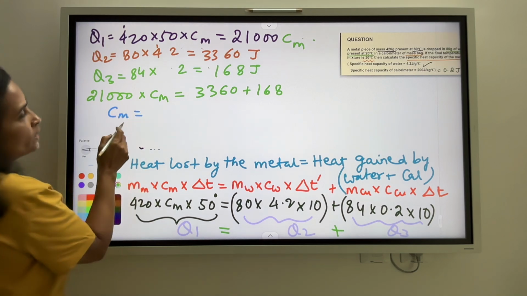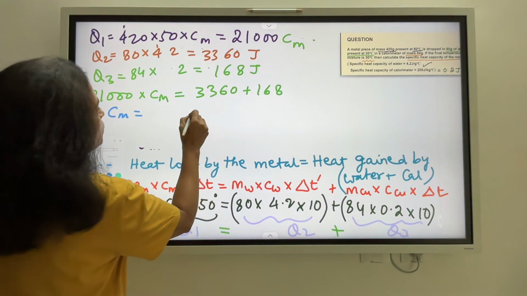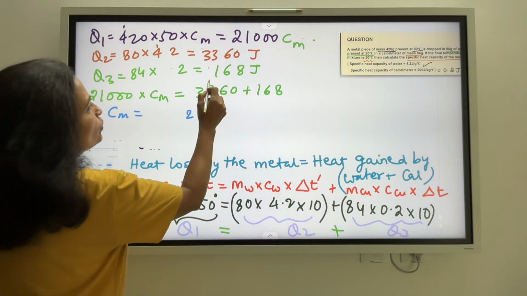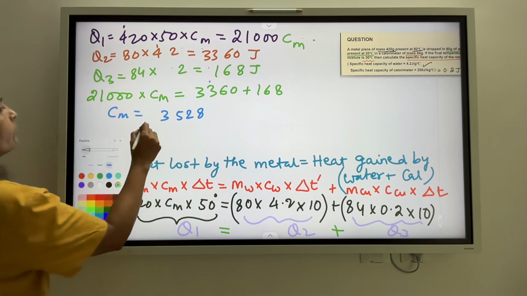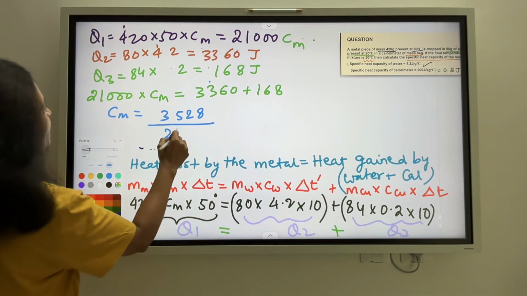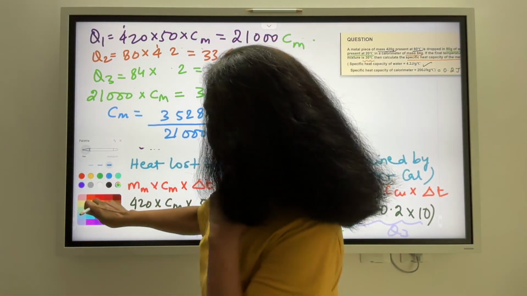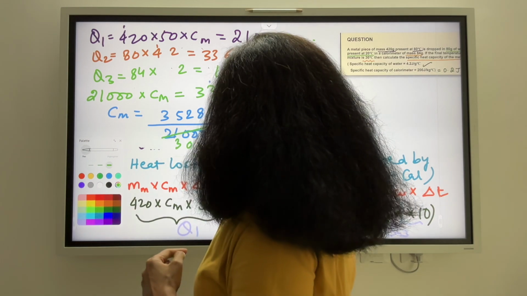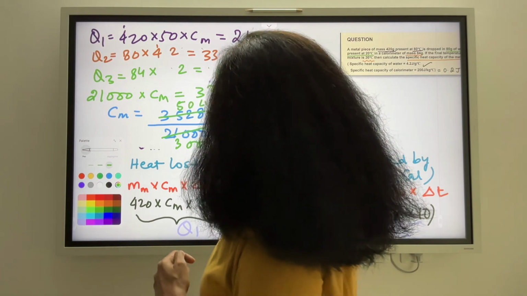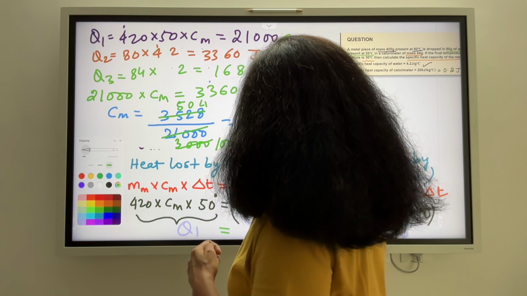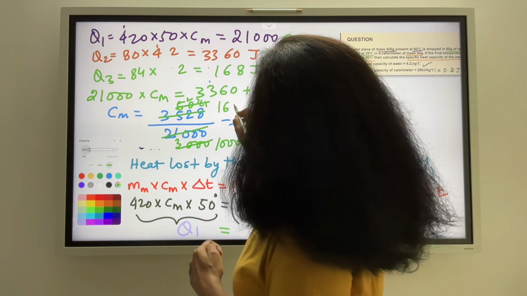Cm is equal to, that means specific heat capacity of the metal is equal to, let us add this. So 8, 6 and 6 is 12, 2 1, 3 4 5 and 3 5 2 8 divided by 21,000. Alright, so what do we have to do? 7 3s are, 7 5s are, and 7 4s are 28. 3 goes again, so we have 1,000. 3 1s are 3, 3 6s are 18, 3 8s are 24.